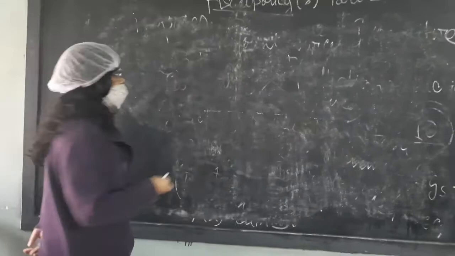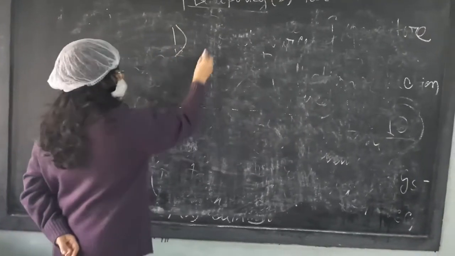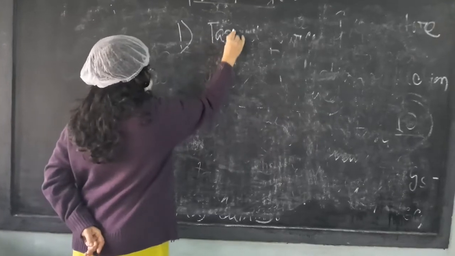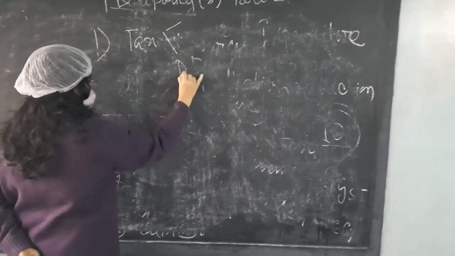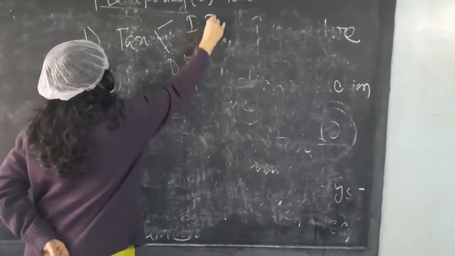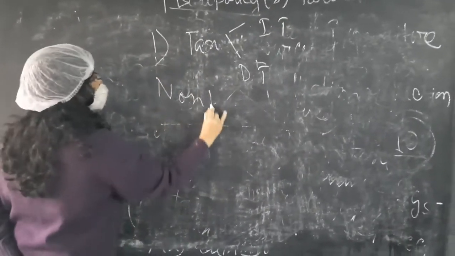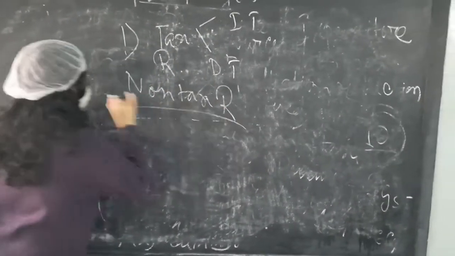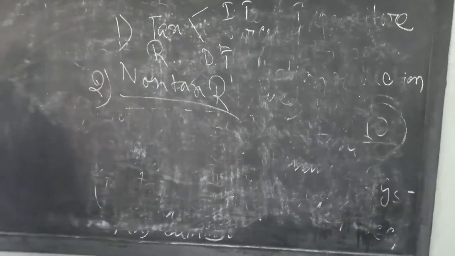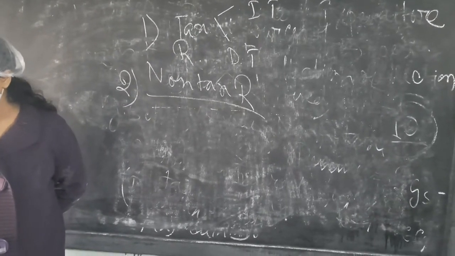Okay. Now coming to the first source of government revenue collection, that is tax. Taxes are of two types. I have said one is direct tax, one is indirect tax. Now non-tax. This is another one, non-tax revenue. It means apart from tax, the government collects revenue from different sources.